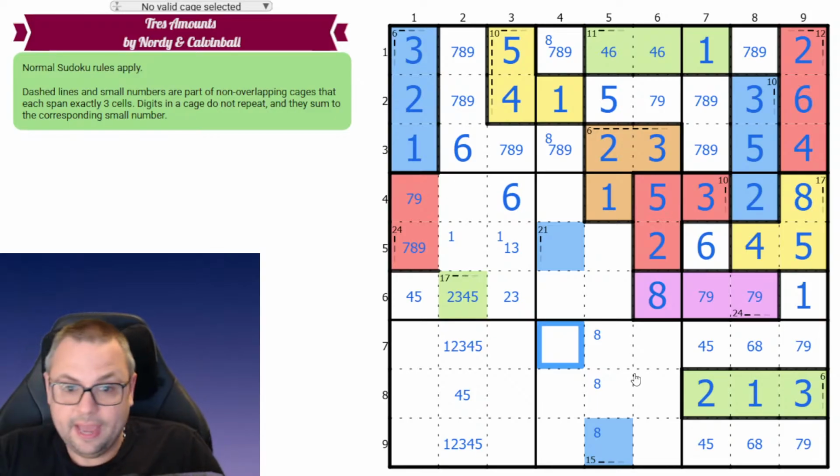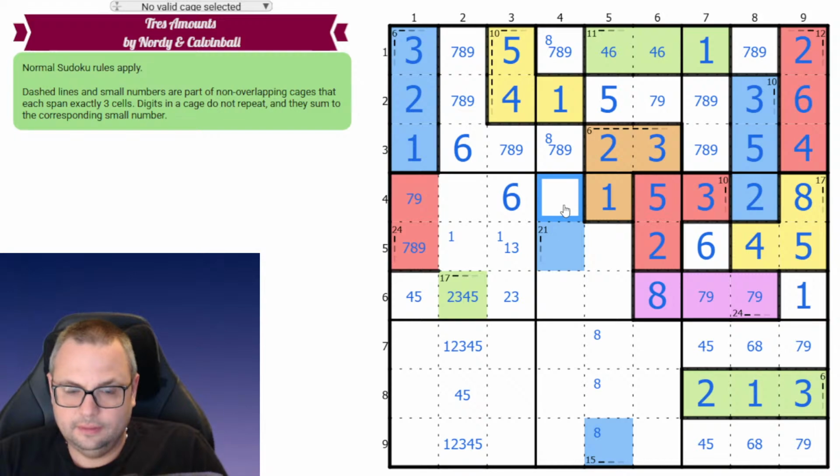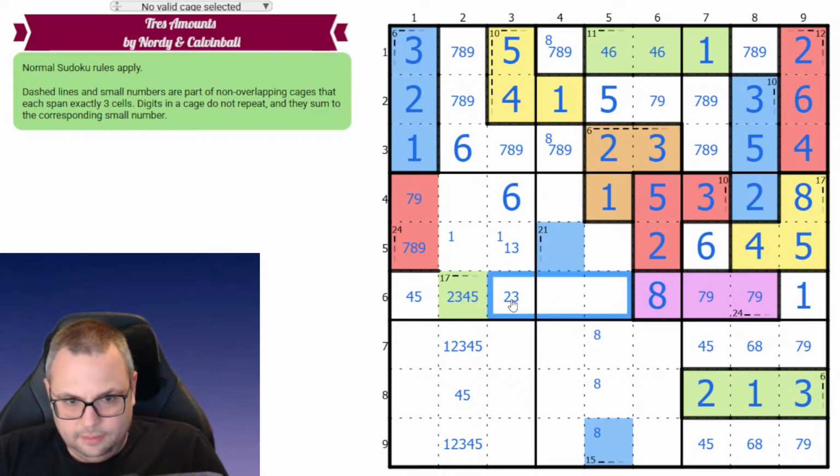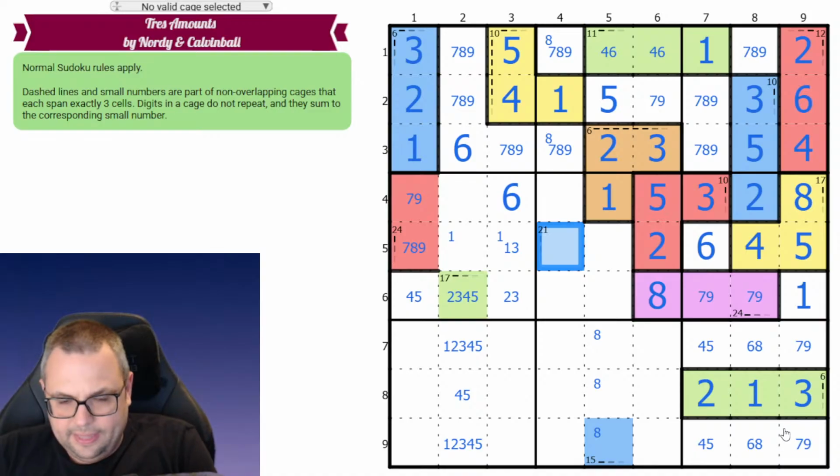So we have that. So this is either a 4 or it's a 7 or a 9. Annoyingly, I think that could be a 7 or a 9.